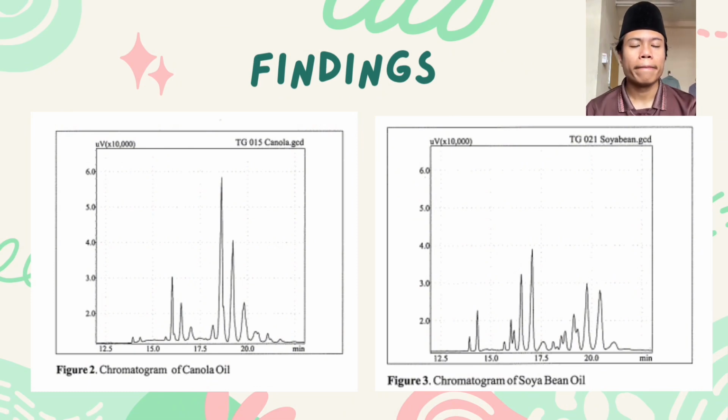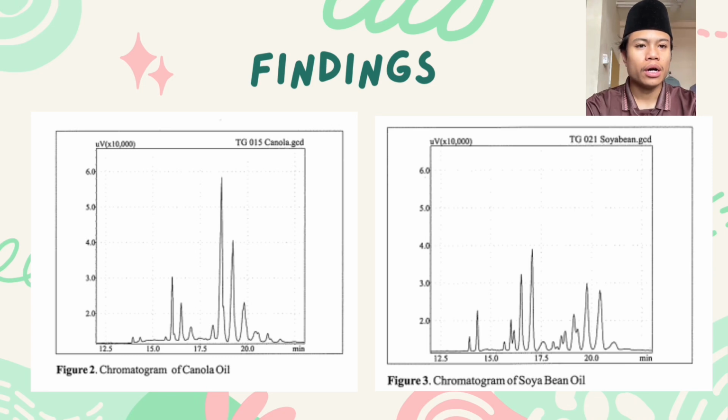Now we're gonna move to findings. In this experiment, we use gas chromatography to study the triglyceride content in 4 types of vegetable oils, which is canola oil, soybean oil, olive oil, and sunflower oil. The oils were injected into the GC system without derivatization. The column and detector were both held at high temperatures, which is around 365 Celsius, as shown in table 1, because triglycerides have high boiling points and need more heat to vaporize. After the oils pass through the GC column, we got chromatograms, which are graphs showing peaks at different retention times. Each peak represents a different triglyceride or group of similar compounds.